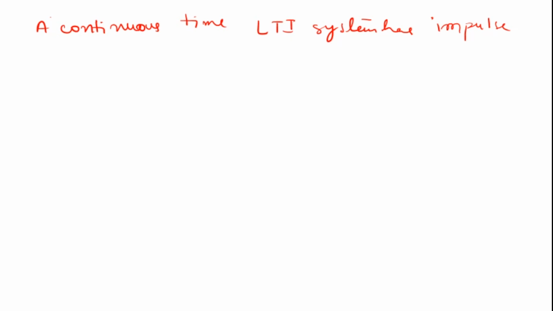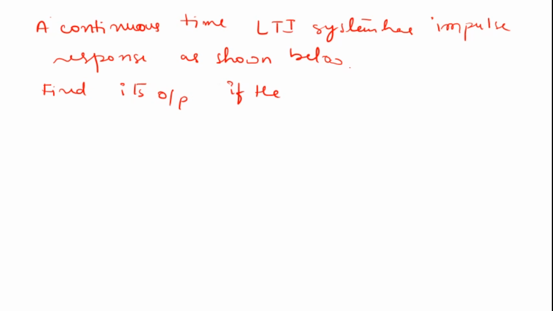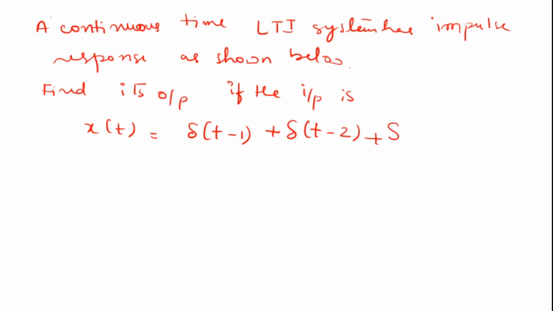Next problem. A continuous time LTI system has impulse response as shown below. Find its output if the input is x of t is equal to delta of t minus 1 plus delta of t minus 2 plus delta of t minus 3.